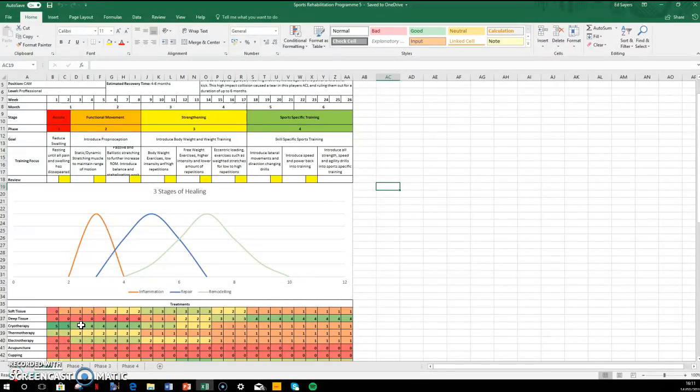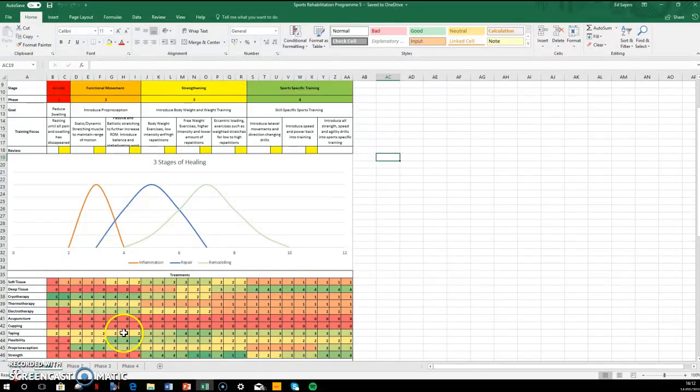Cryotherapy, still definitely going to be using, maybe using it a little bit less, but still using it very much so, as well as the thermotherapy. And then electrotherapy, brought in again to help increase the range of movement, which is important in this functional movement stage. Still no acupuncture or cupping.